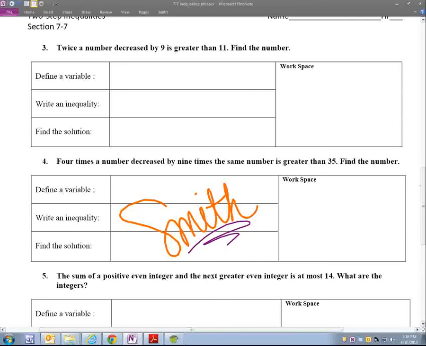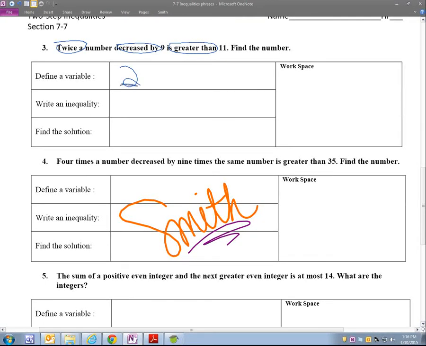Twice a number decreased by 9 is greater than 11. So I have twice a number decreased by, is greater than 11. Those are the things that are jumping out to me. We're on number 3. It's the first one on the backside. Okay. So those are the things that are sticking out to me. So I can just do this in order.